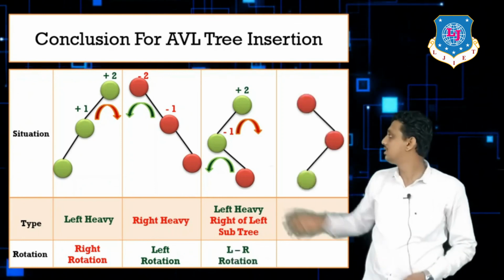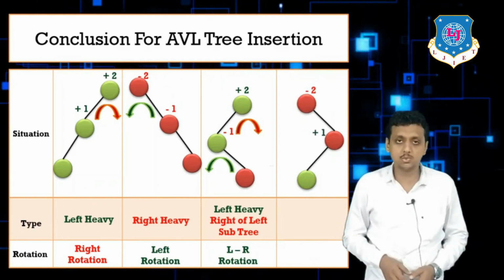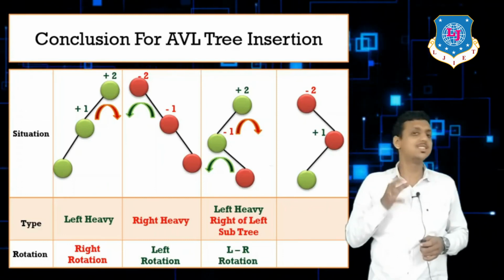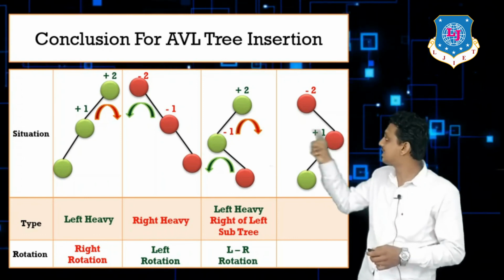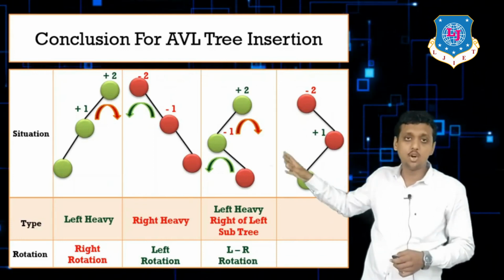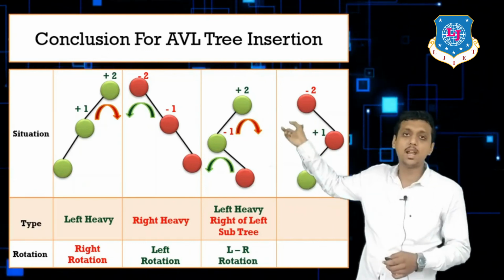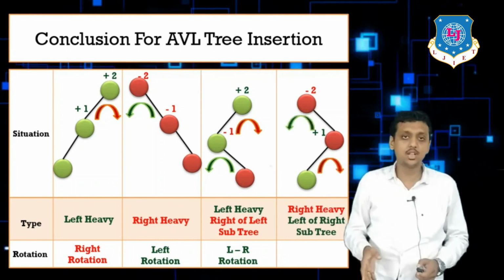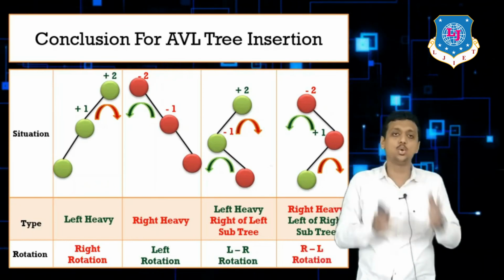Okay, so now this is figure number 4. In such situations when you have -2 +1, according to -2 we can easily say that it must be right heavy. But wait, it is right heavy, but its left child is heavy also. So for the left child we need to apply right rotation. Okay, and then over here we need to apply left rotation. So this is right rotation followed by left, which is known as RL rotation.